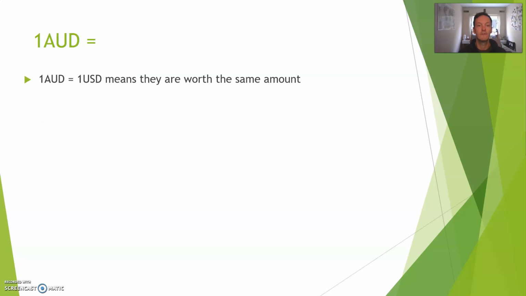Okay, so you've got $1 Australian. If it was to equal $1 US, that means they are worth the same amount. That means if you take that $1 into the currency exchange, $1 Australian, you're going to get $1 American back. So that's when it says 1 AUD equals 1 USD, that's what it means.